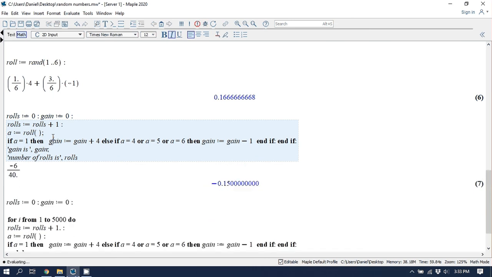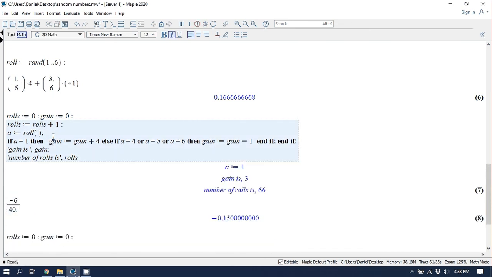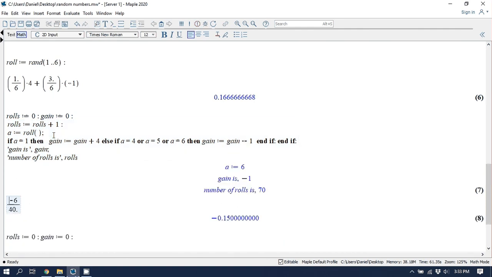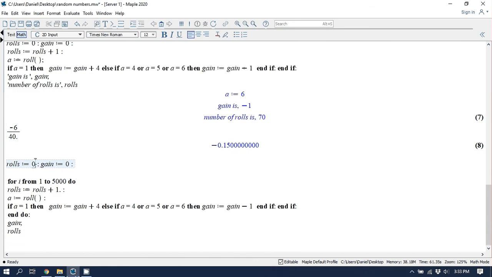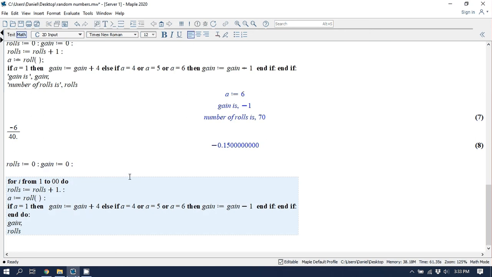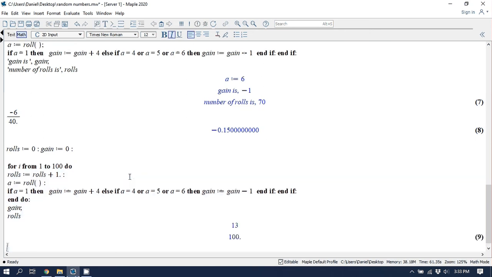Let's do 70 times, and then below I'm going to show you thousands of times using commands so that we don't do it one by one. It's still a negative gain here because I had lots of instances of 4, 5, and 6. Here it's the same example as before, but now I use commands in Maple to run it lots of times. So for example, let's say I run the game 100 times.